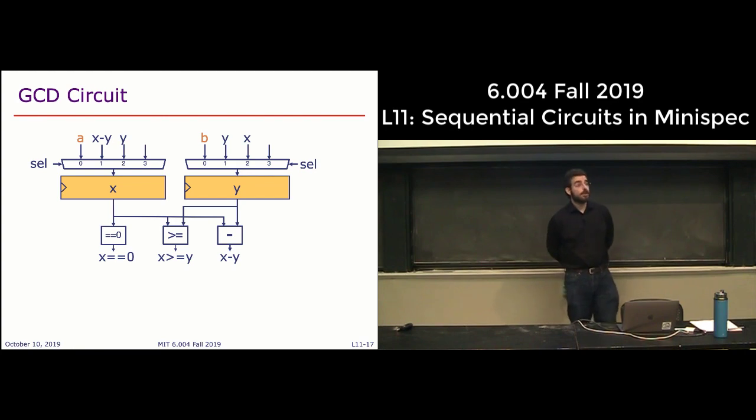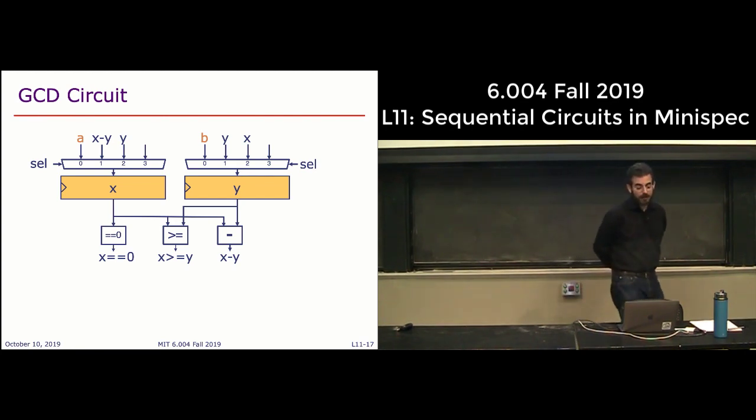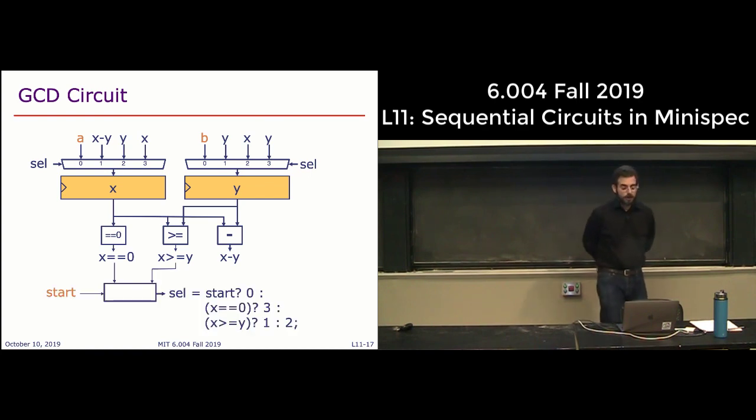Finally, if we're done, that is, if x is 0, then we just need to retain our current values, x and y. Okay, so we have a max with 4 inputs, and we're almost done. The only thing that we need to do is derive the logic for the select signal. So what we're going to do is have a third input called start that tells us when you want to start.